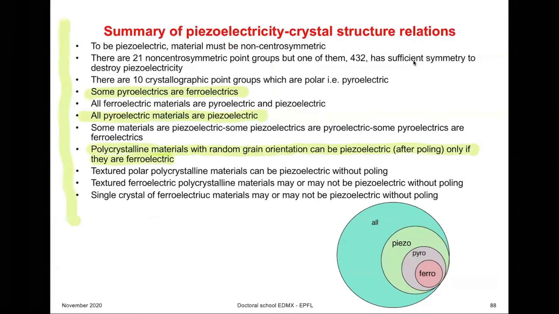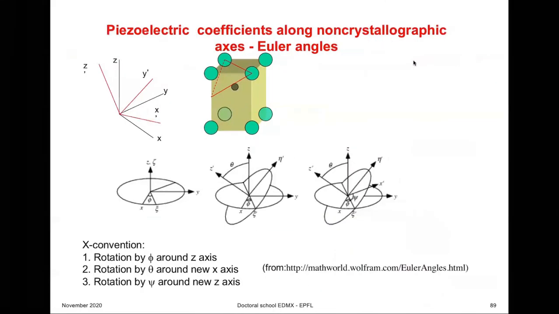There is a small diagram here also, which sort of summarizes this. They are all materials. Piezoelectrics are a subset. Pyroelectrics are a subset of piezoelectrics. Ferroelectrics are a subset of pyroelectrics. Now, I will stop here before we go on to trying to calculate piezoelectric coefficients along different axes.